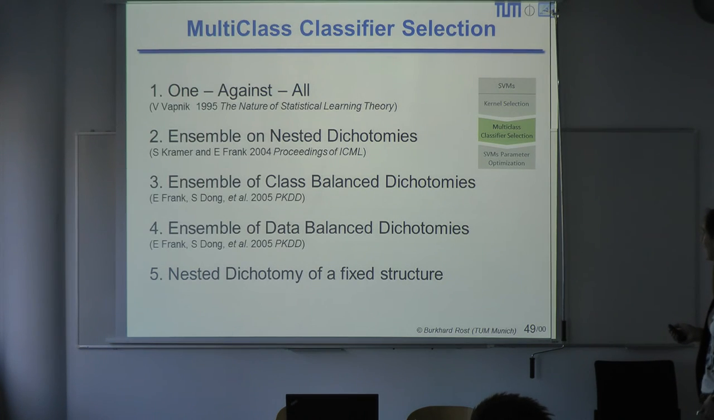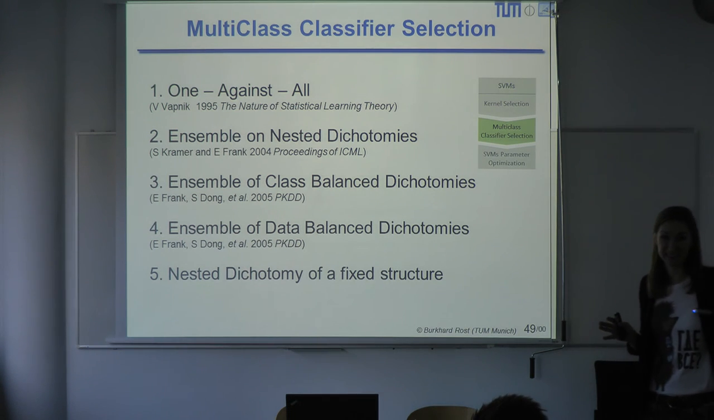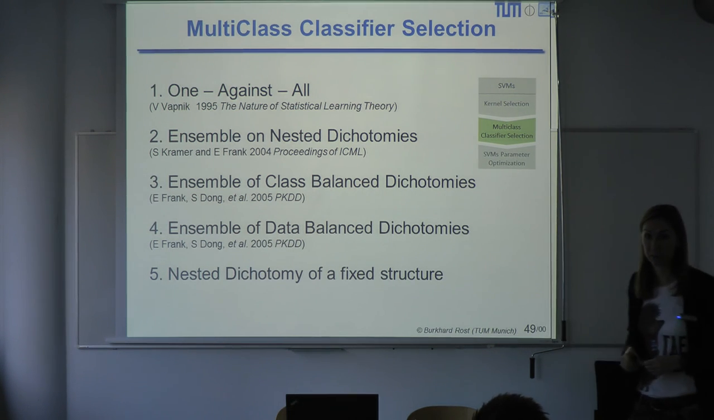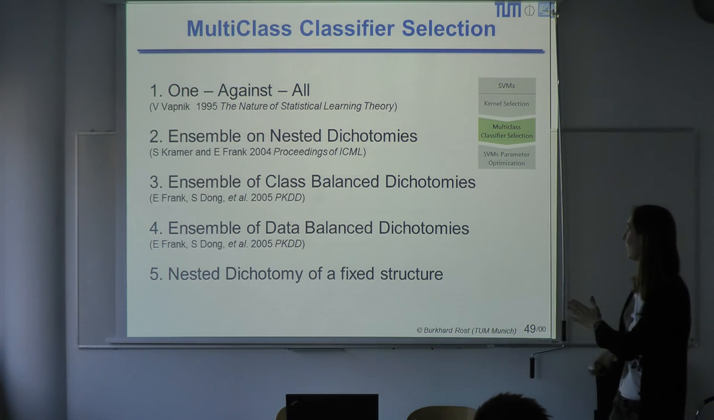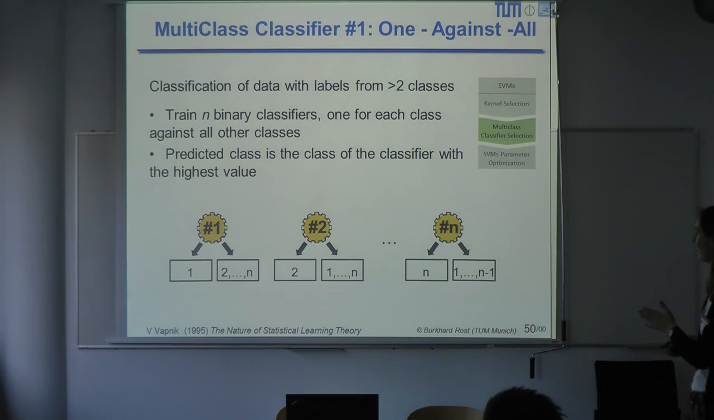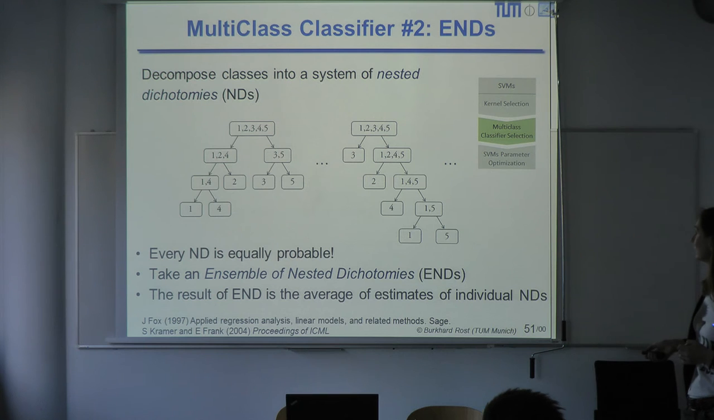The next thing was that I had a multi-class classification problem. My data set did not consist of proteins of two classes, but of instances of 18 classes. There are ready-to-use implementations to solve this. One of them is called one against all. This is when you develop n classifiers, and each classifier discriminates between instances of one class and all others. Simple, one versus all. Another one is called ensemble of nested dichotomies.